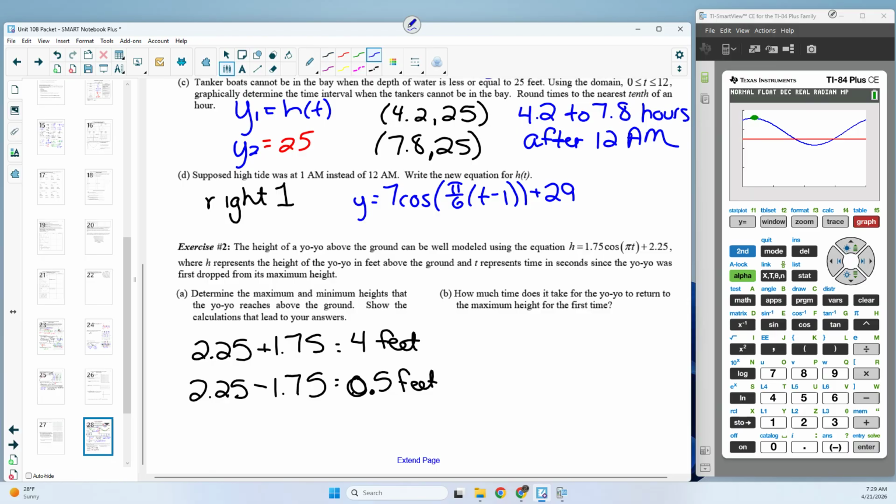How much time does it take for the yo-yo to return to the max height? So this is a period question in disguise. So we know for period, we do 2 pi divided by pi. So that is 2, time unit is seconds, so it's going to take 2 seconds.